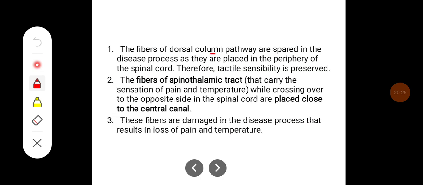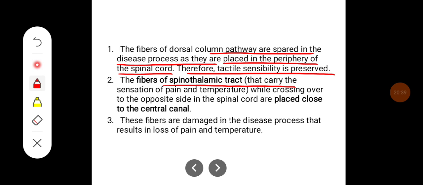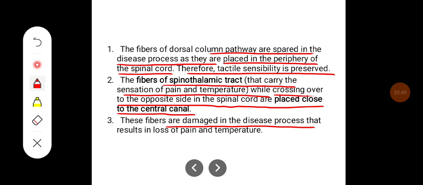The fibers of the dorsal column pathway are spared in the disease process as they are placed in the periphery of the spinal cord. Therefore, tactile sensibility is preserved. The fibers of the spinothalamic tract that carry the sensation of pain and temperature, while crossing over to the opposite side in the spinal cord, are placed close to the central canal. These fibers are damaged in the disease process, which results in loss of pain and temperature.